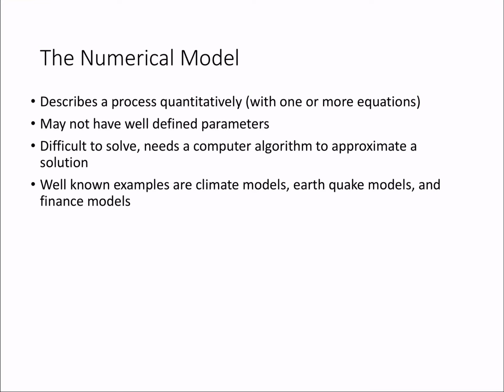Numerical models are usually employed when they're more difficult to solve. So maybe there are 8 equations you have to solve at the same time. Or maybe you have to solve the same equation 80 different times, representing 80 different hours of an experiment. That's going to take a long time to do by hand. So we're going to use a computer algorithm to approximate a solution. It's not necessarily the actual solution, but we can usually get pretty close using a computer algorithm. Well-known examples are climate models, earthquake models, and finance models.